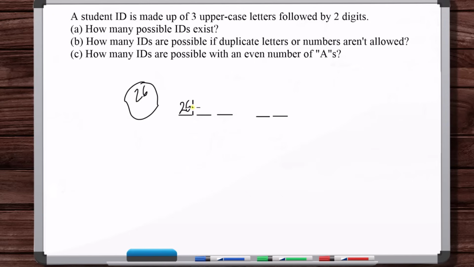So that's 26 times 26 times 26. Now, over here, we're choosing from a totally different group. It's a different event. We're choosing from this other group of digits, and there are 10 outcomes here with repetition. So 10 times 10. And now we just multiply these. So it's 26 cubed times 10 cubed.